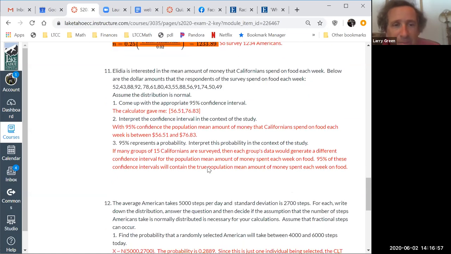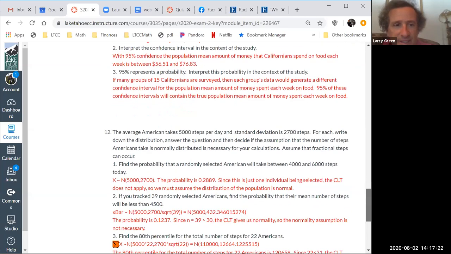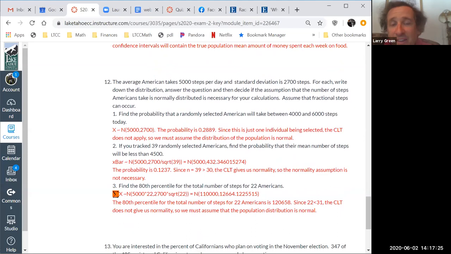Okay, 95% represents a probability. Interpret it. So if many groups of 15 Californians are surveyed, then each group's data would generate a different confidence interval for the population mean amount of money spent each week on food. 95% of these confidence intervals will contain the true population mean amount of money spent on food. Any questions on 11? Almost there. I'm going fast because this is online, so you can go and look at it again. But you can also ask questions if you have them.